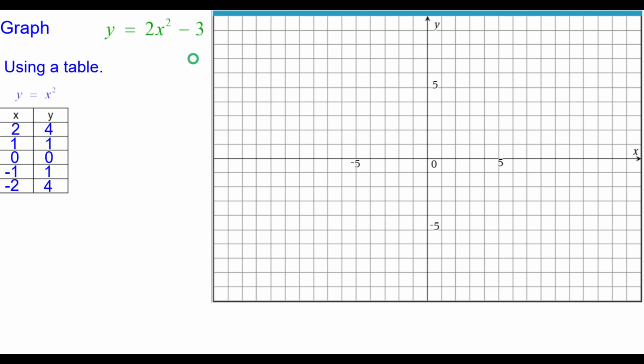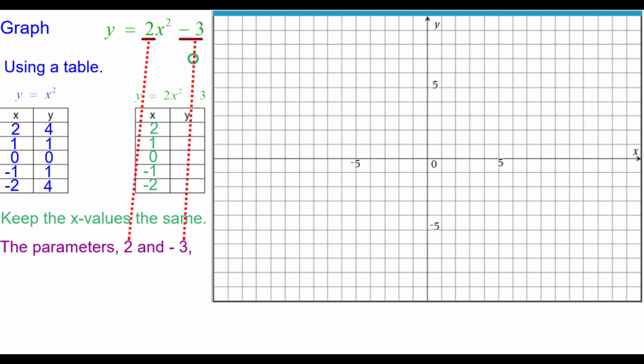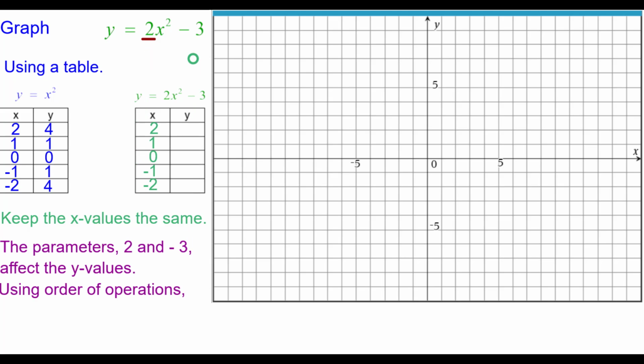Using a table the second way, this is our standard 5 points on a parabola. We need to keep the x values the same because the parameters 2 and minus 3 do not affect the x values. The 2 and the minus 3 affect the y values, however, and using the order of operations, we multiply by 2 before we subtract the 3. That's the order of operations. So 4 times 2, 8, minus 3 is 5. You can see that this is the calculation right here.